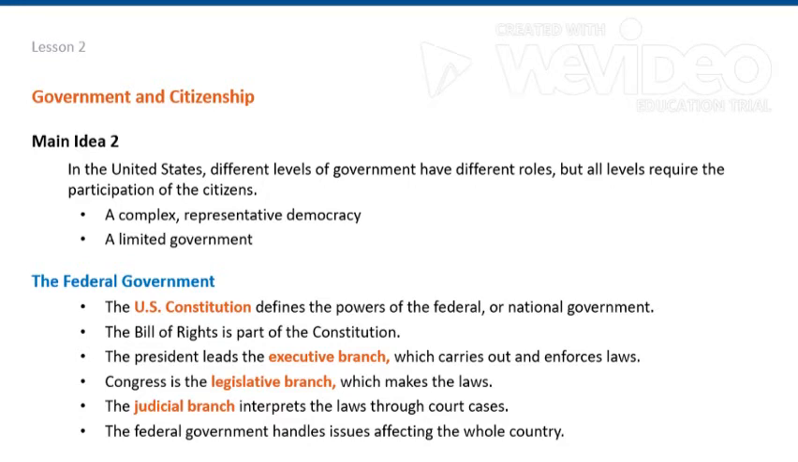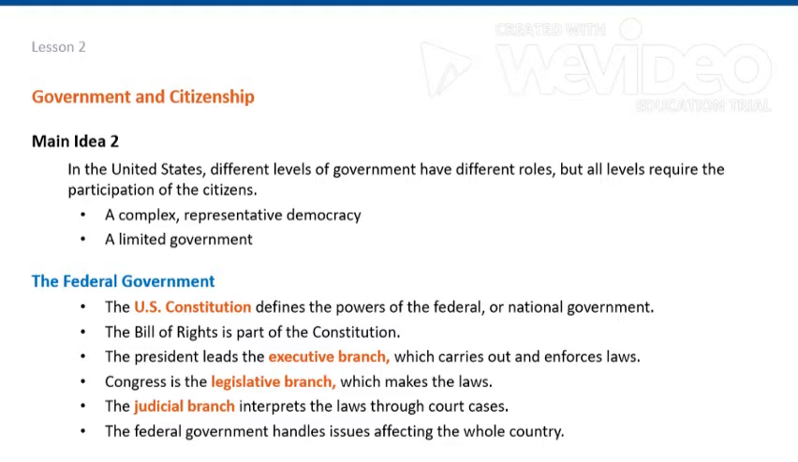Government and citizenship. The government of the United States is a complex representative democracy with different levels and branches. It is a type of limited government. Some principles that have shaped its structure and function include freedom, justice, equality, and democracy.